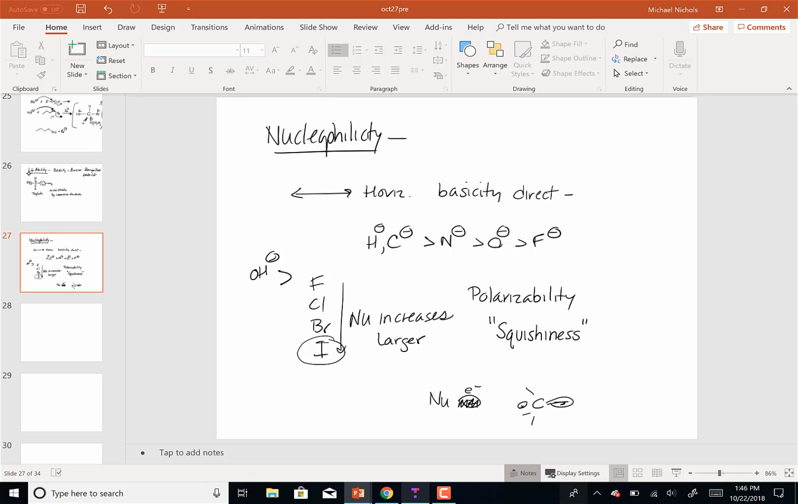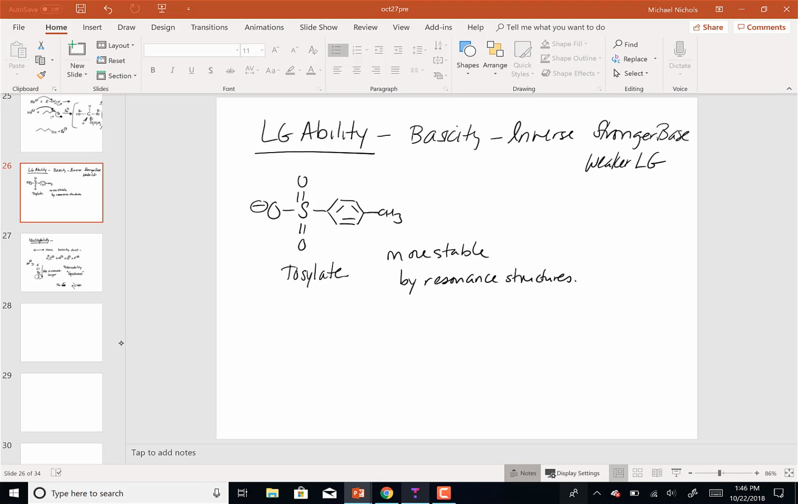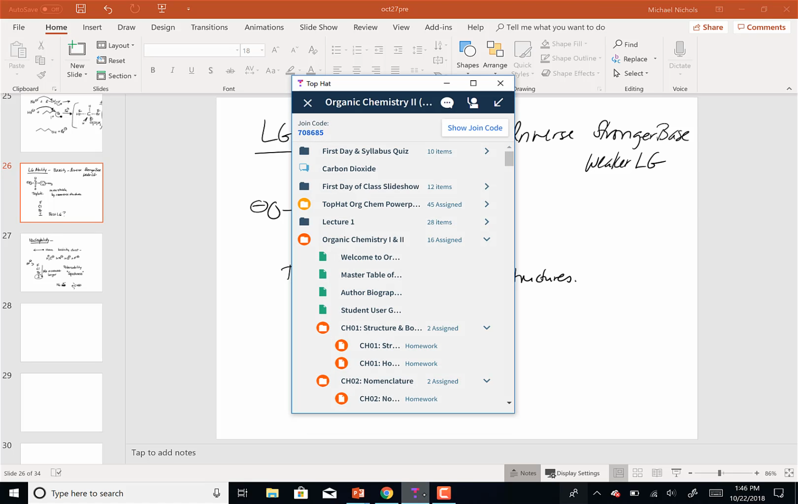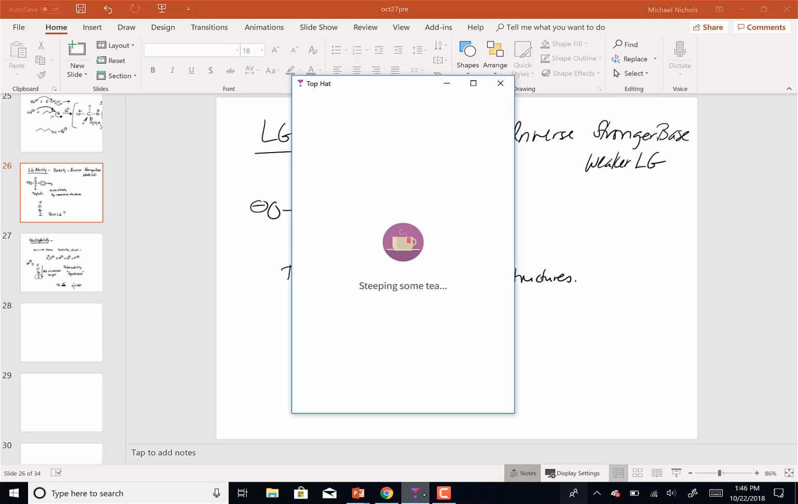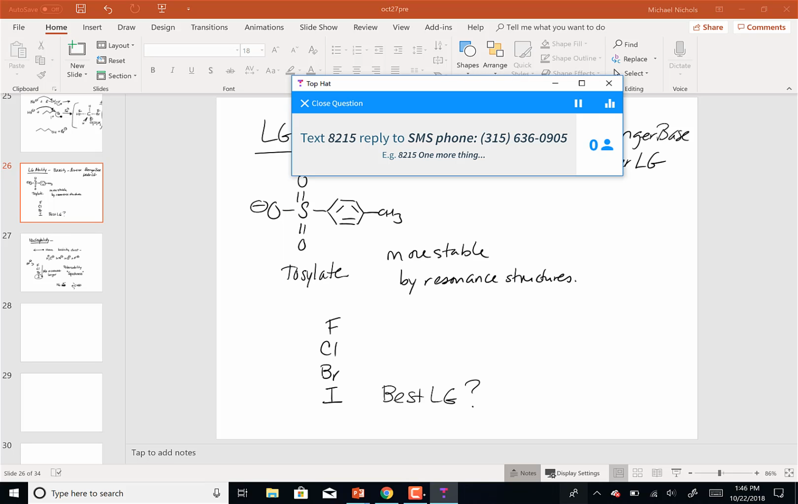Now, I guess I didn't do that back here in the leaving group ability slide, so maybe we should do that. Maybe we should go ahead and rank fluorine to iodine. Which one is the best leaving group? And so I'll give you a chance to earn some participation points for today. So tell me which one would be the best leaving group. Fluorine, chlorine, bromine, or iodine?